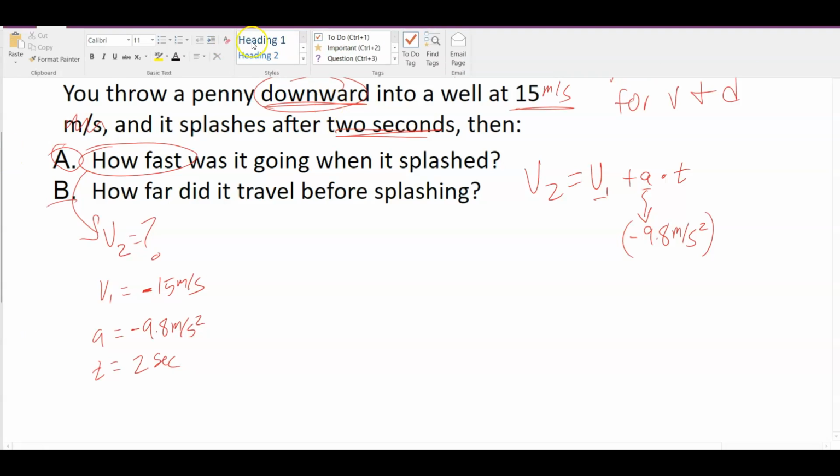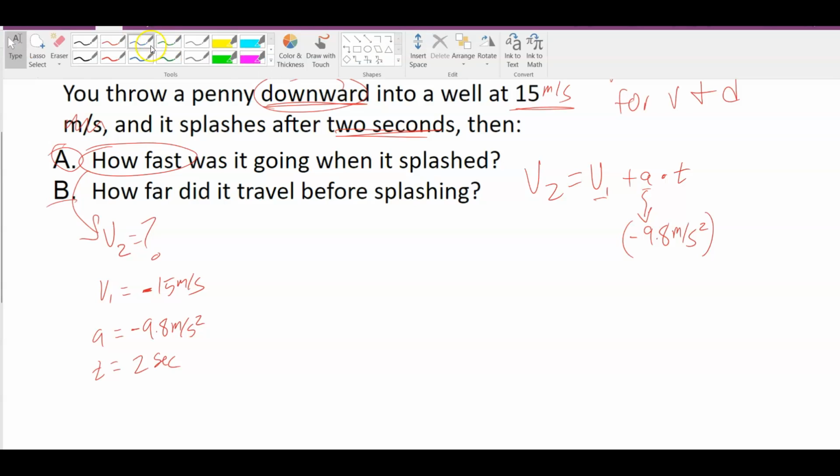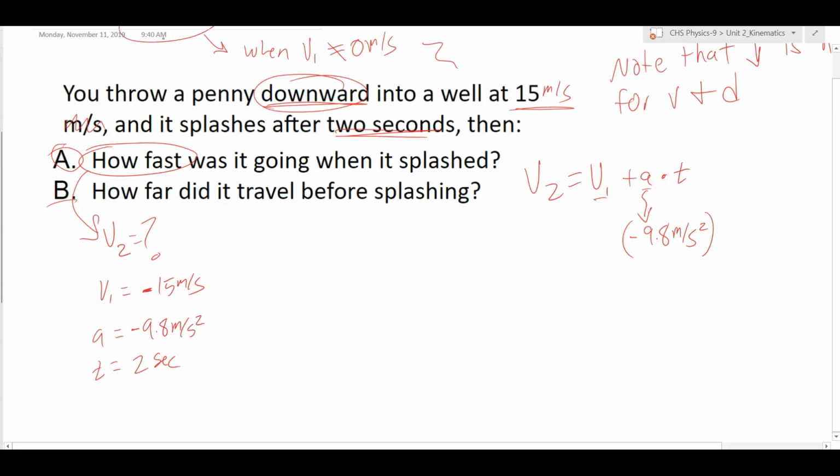So then we're just going to plug this into our equation. Okay, so this is our givens and unknowns. Now we're going to write out our equation: V2 equals V1 plus A times T. Don't need to do any rearranging because it's already set up to solve for V2.